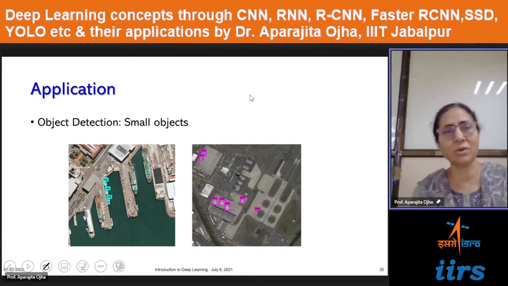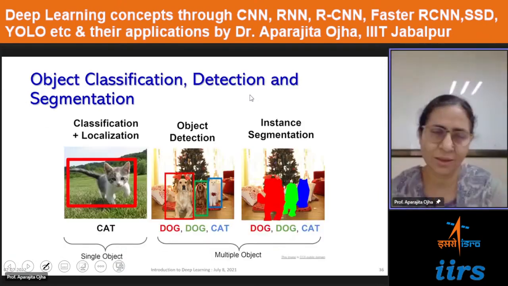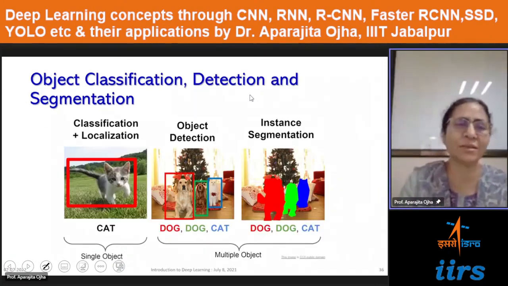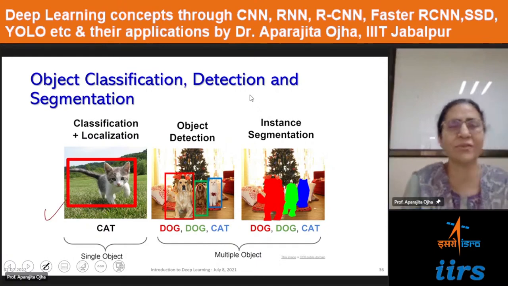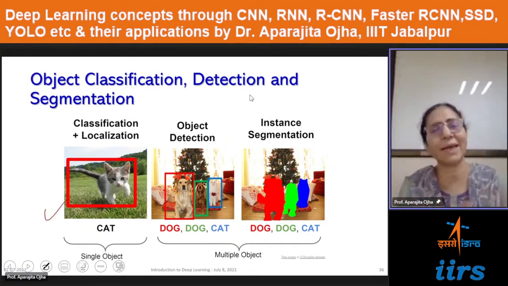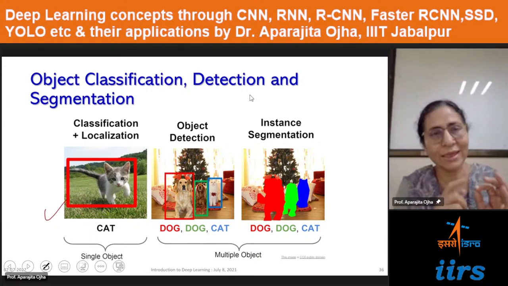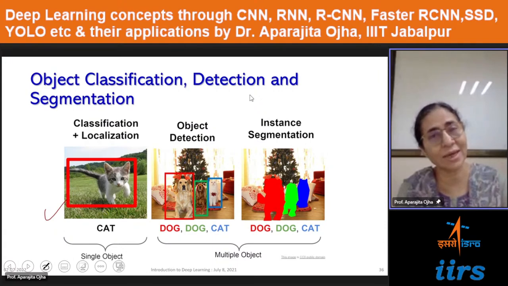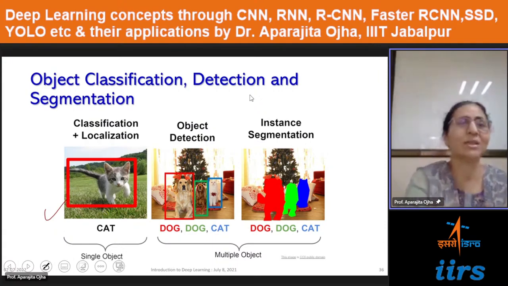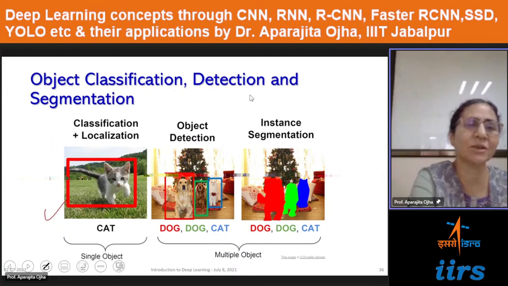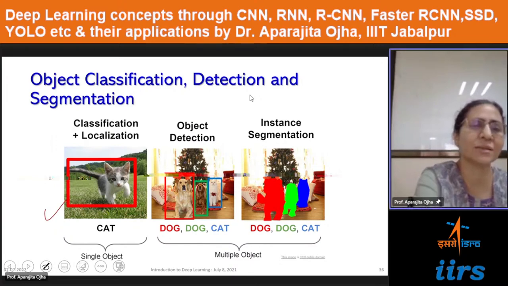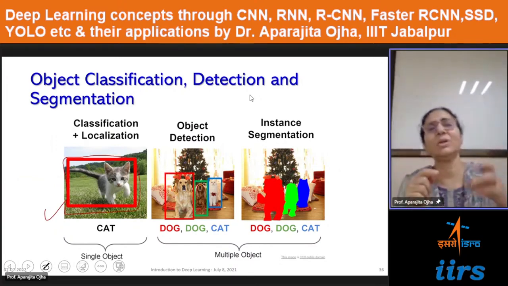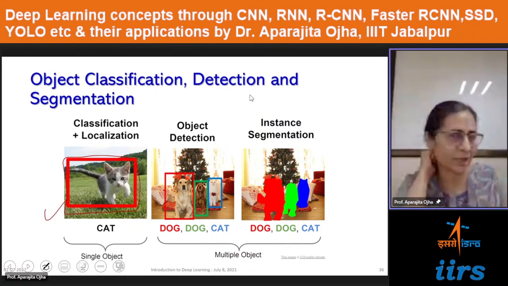Application. And what is segmentation? So my dear friends, classification is like you take this image and you classify that, okay, it contains an object of class cat. The question is, where is exactly that cat? That is known as classification plus localization. You localize the cat by identifying the location of the cat.